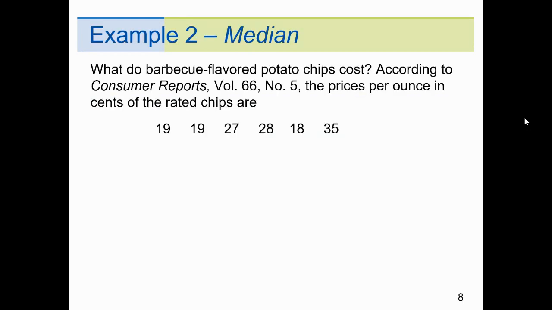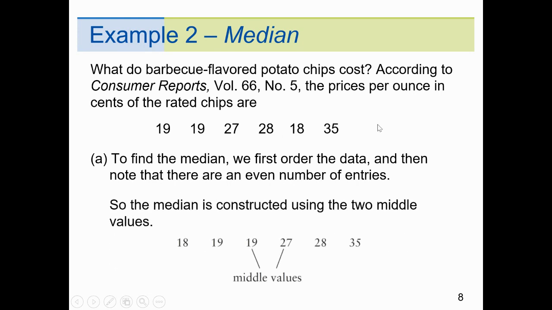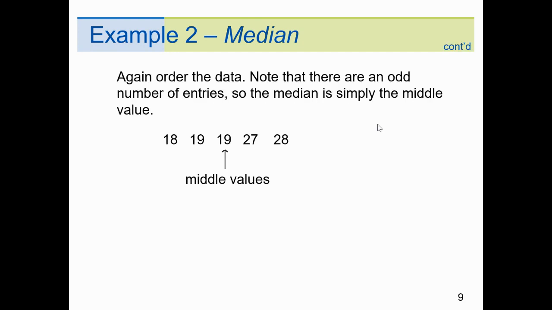These are prices of barbecue flavored chips according to Consumer Reports. We're interested in finding the median, the middle number. But notice initially they're not in order. So we would sort them into order, 18 being the smallest, 35 being the largest. Since there were 6 numbers, an even amount, there are 2 middle ones. So locate the 2 middle ones, 19 and 27, add those together, and divide by 2. The median would be 23. Notice 23 wasn't even part of the initial set, but with an even amount, you have to find the average of the 2 middle ones.